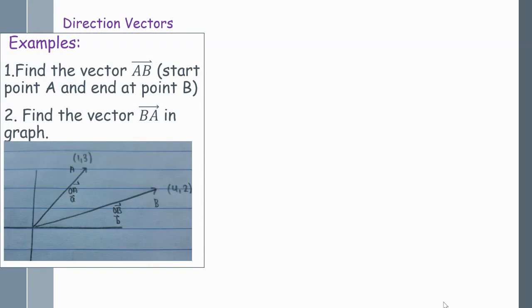So here are our examples. Firstly, we're going to find the vector AB, where AB is a direction vector because it starts at the point A, which is 1, 3, and ends at the point B, which is the coordinate point 4, 2.